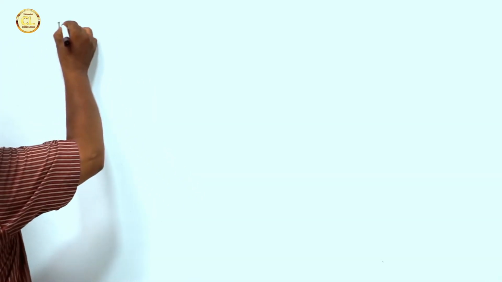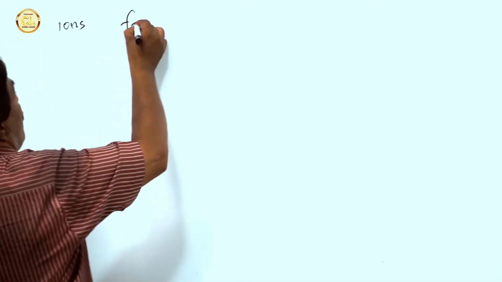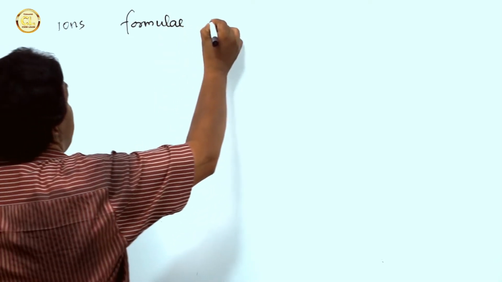Then from these ions and their valencies you can assign, or write, or remember the formula of many compounds, and therefore you can easily write the equations from these ions. Okay. Ions. They may be cations or anions. Formulae or formulas and valency.